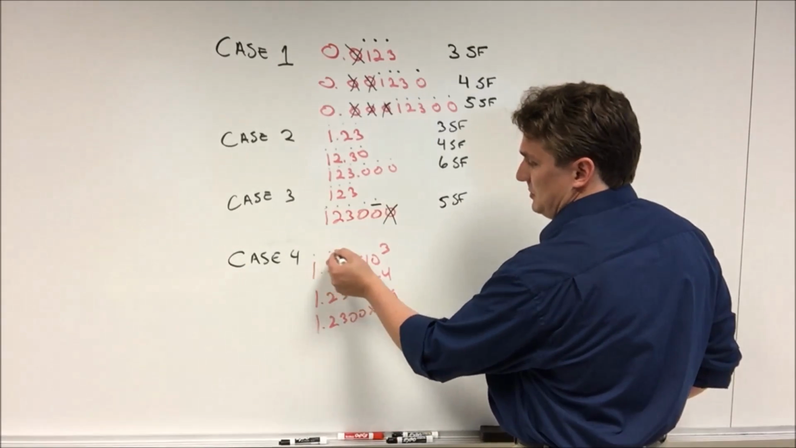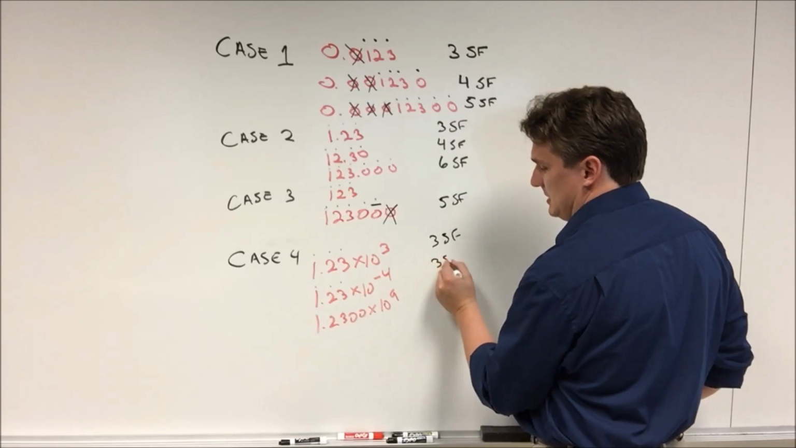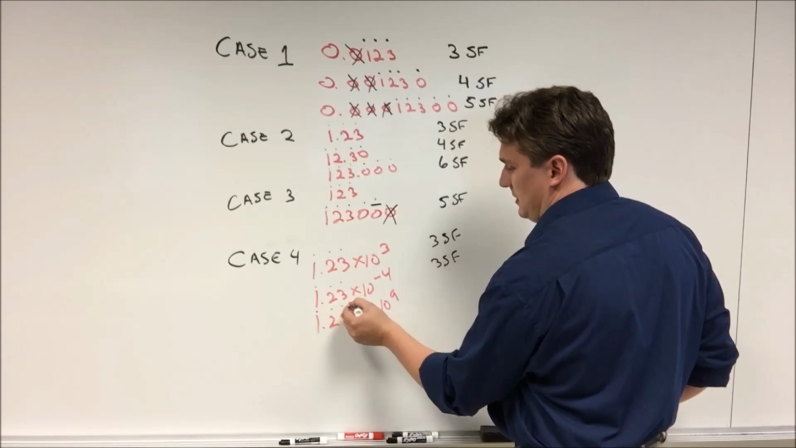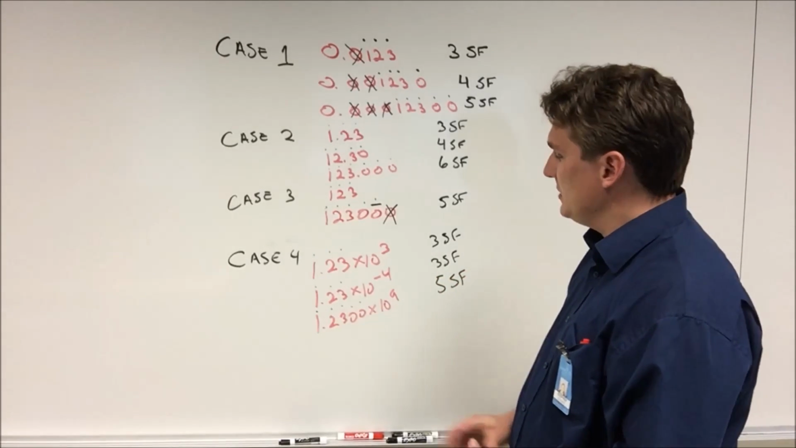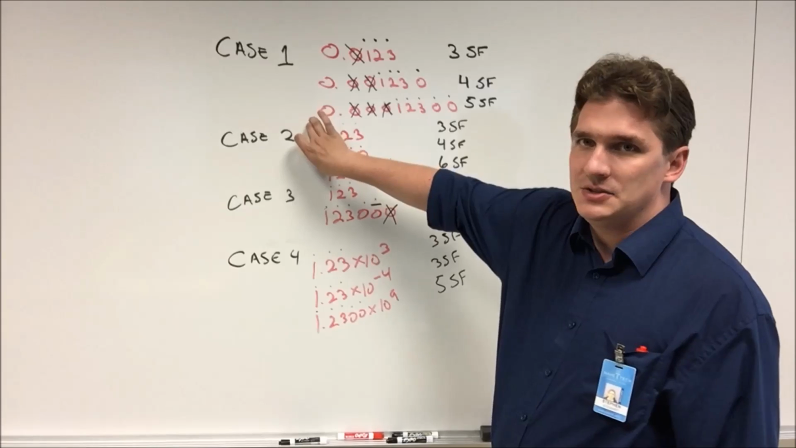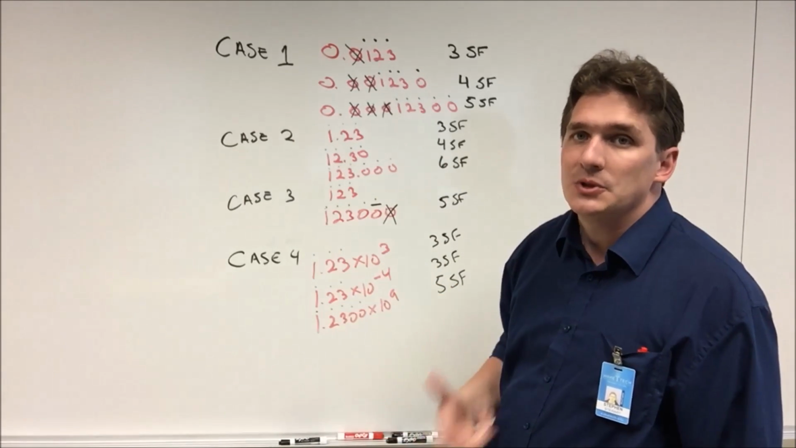So here we've got 1, 2, 3 significant figures, 2, 3 significant figures, 1, 2, 3, 4, 5 significant figures. So these are going to behave just like case 2. Every number you see in front of this power of 10 is going to be a significant number. You just need to count them.